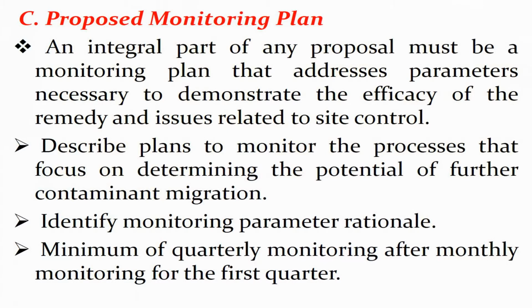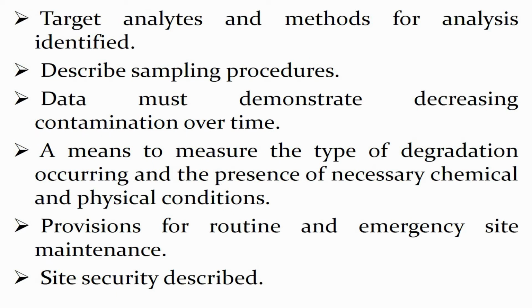The third basic element is the proposed monitoring plan. That means what your monitoring plan is to determine the different parameters necessary to demonstrate the efficacy of the remedy and issues related to site control. In such monitoring, you have to describe the plans to monitor the processes that focus on determining potential contaminant migration, whether the contaminant will migrate or not. Also, you have to identify the monitoring parameter rationale. Also, you need a minimum of quarterly monitoring after monthly monitoring for the site. Also, you need to target the methods for the analysis identified. Also, you need to describe the sampling procedures, how you collect the sample. Also, the data must demonstrate decreasing contamination over time. That means the contaminant should be reduced with time.